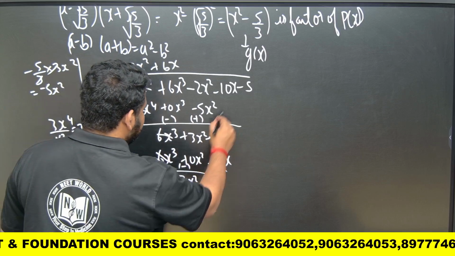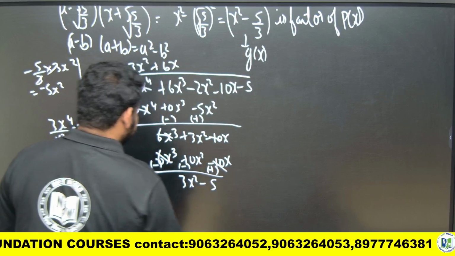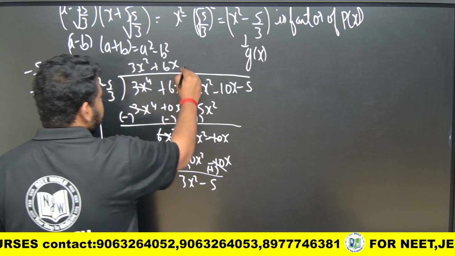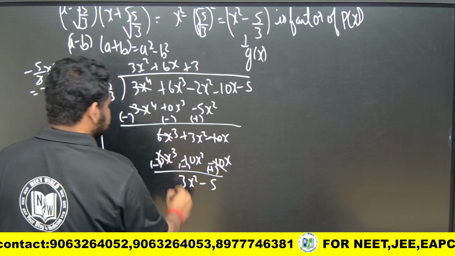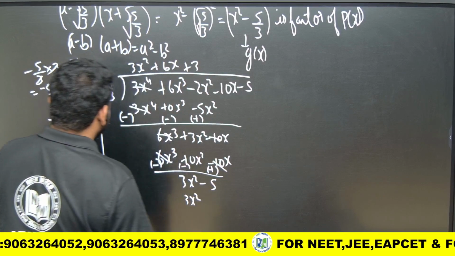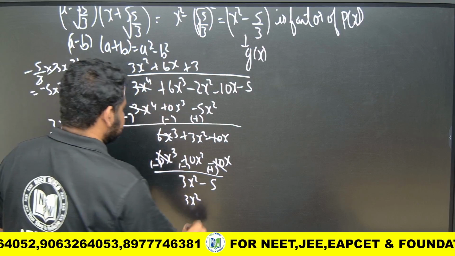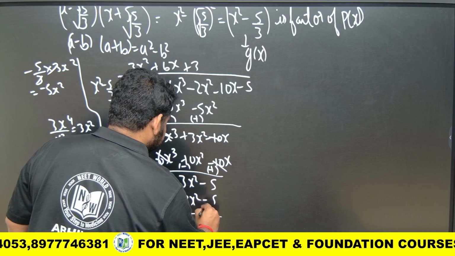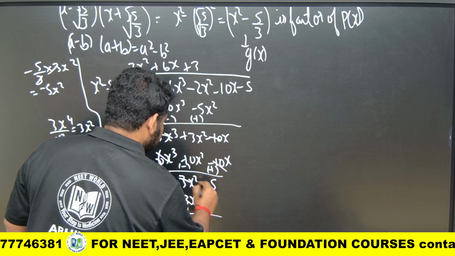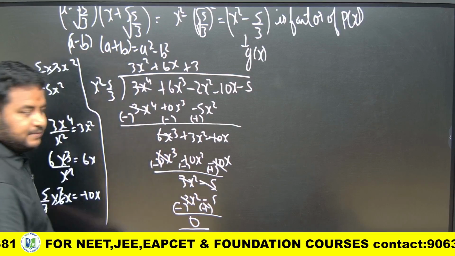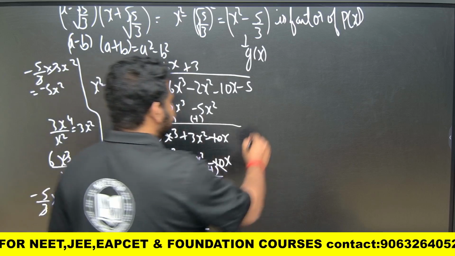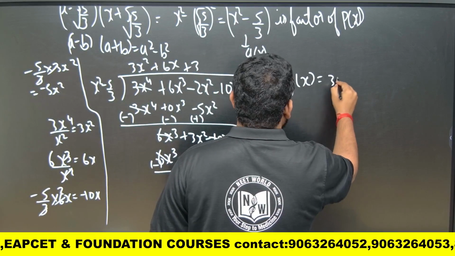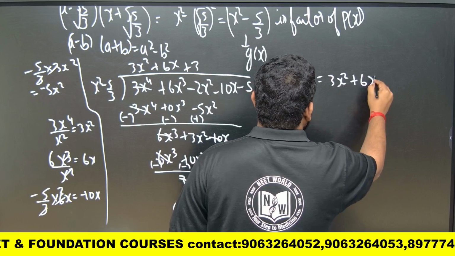What do I have? 3x square minus 5. If I divide 3x square by x square, I will get just 3. So this will become x square into 3 is 3x square. Now minus 5 by 3 into 3 is nothing but 5 itself. Now I have to put opposite signs. It should be plus. Cancel, cancel. I will get 0. I got the remainder as 0. Now what did I get? The quotient. Q of x is what I got: 3x square plus 6x plus 3.